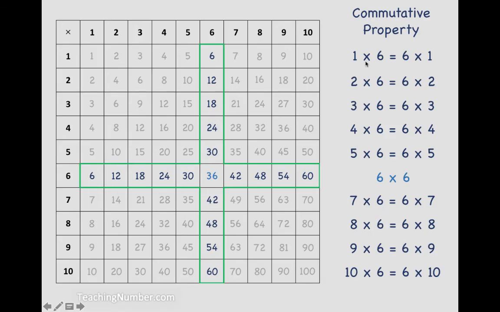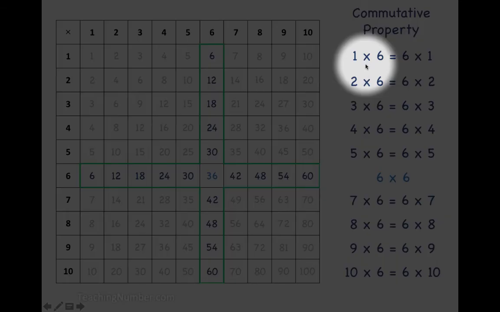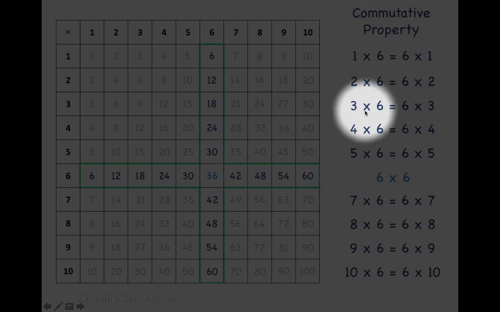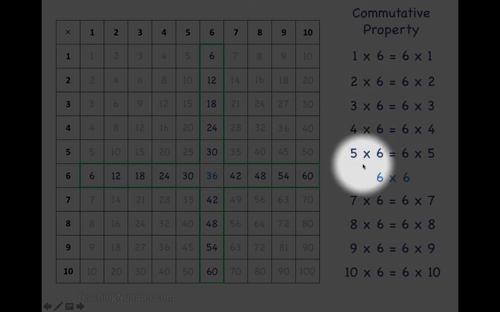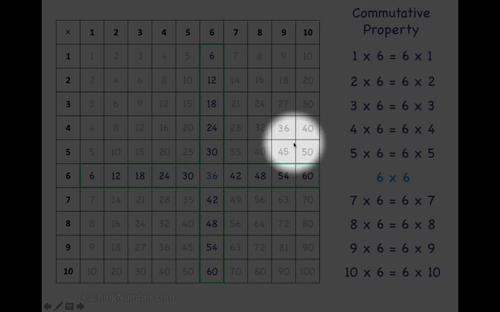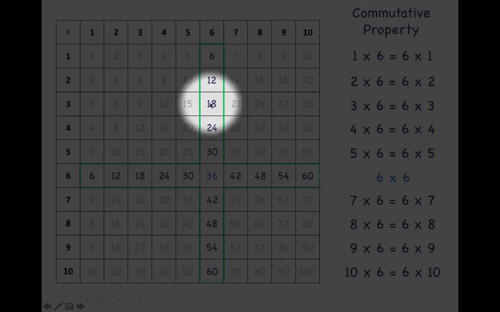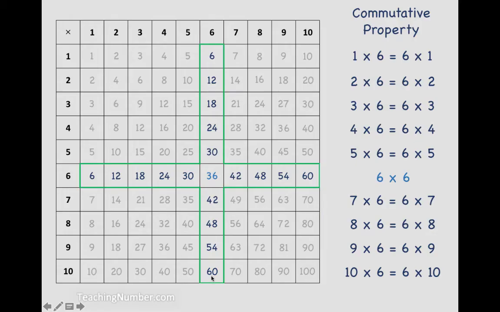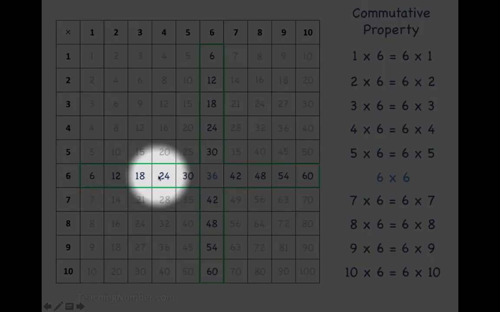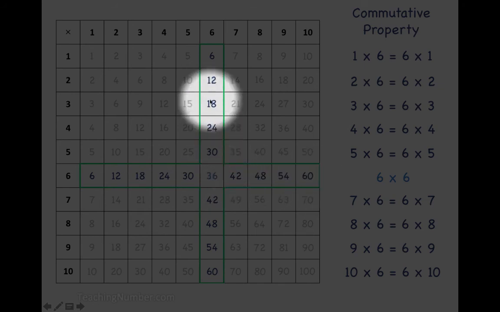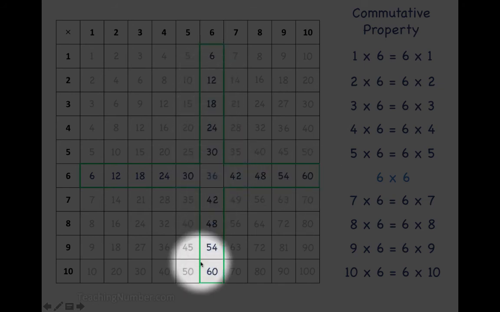So let me ask you this: the first column of expressions, 1 times 6, 2 times 6, 3 times 6, 4 times 6, 5 times 6, etc. Are those on the horizontal or the vertical? Are they in the row or are they in the column?